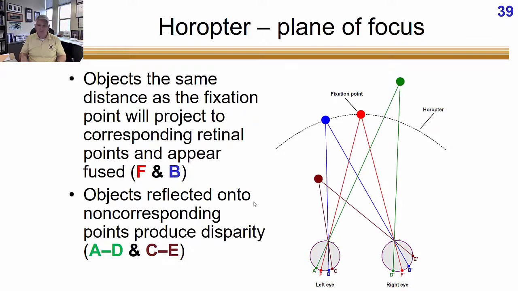Here's another example of that where we can see that the blue and red points are falling on B and B prime, F and F prime. Those are corresponding points. However, things behind the horopter are falling on A and D prime. They don't correspond, therefore they don't match up in the brain, therefore we see 2 of them. And the brown point also falling on C and E, right? If we were to move the green point up into the horopter, where it was falling on the retina would shift and would line up on matching corresponding retinal points.